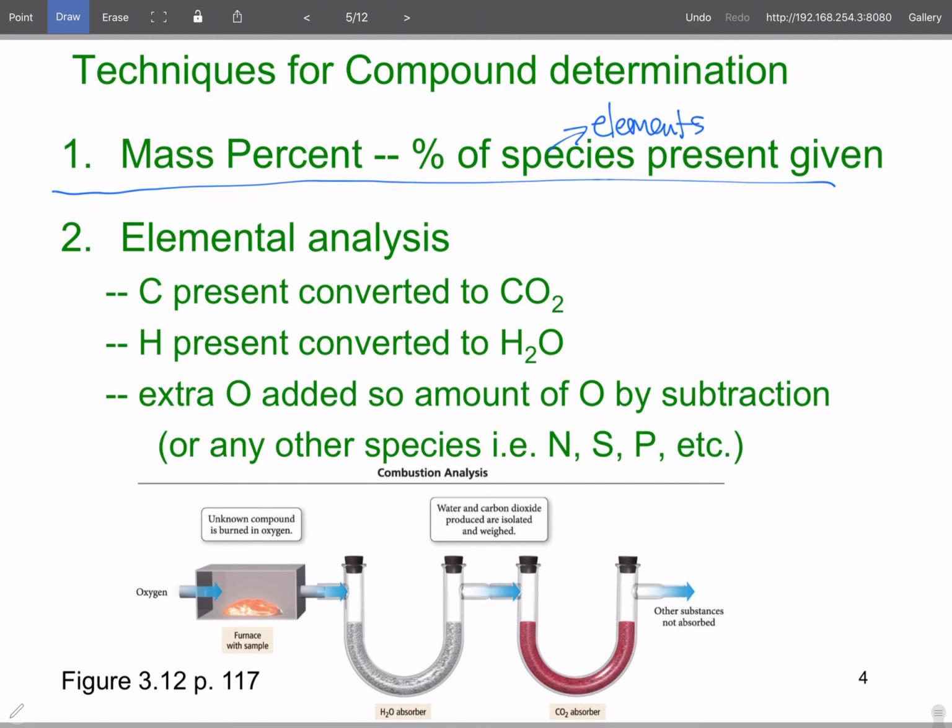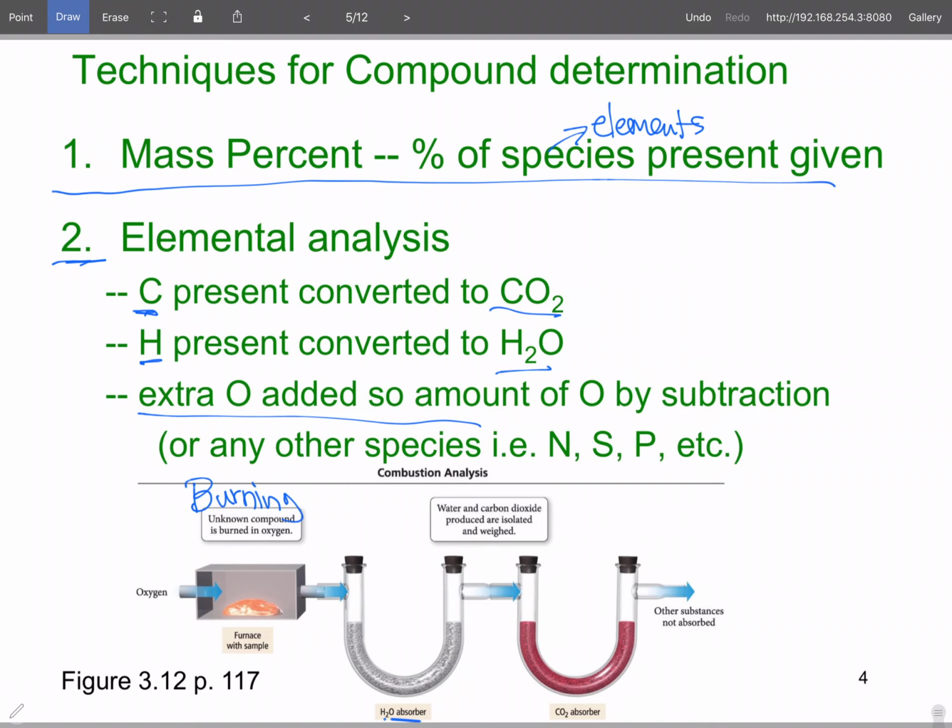That's the most straightforward way. The second way is elemental analysis. Now, elemental analysis is actually the most commonly used if you're dealing with organic molecules, because what you do is convert all the carbon to CO2 and all the hydrogen to H2O because you're adding extra oxygen. What you're really doing is burning things up. And organic compounds, things that contain carbon, tend to burn well.